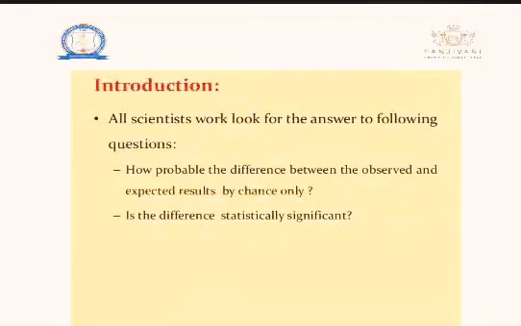The scientist or statistical worker is finding the answer to the probable difference between the expected value and the observed value. If there is not much difference between the expected value and the observed value, then our experiment is significant. If the difference between the expected value and the observed value is large, then we can say that our experiment is not significant.